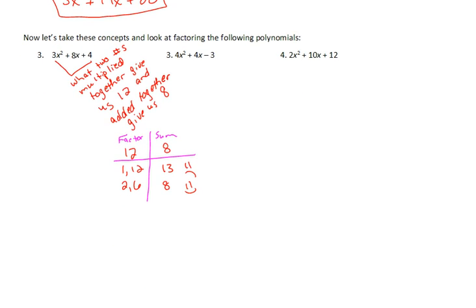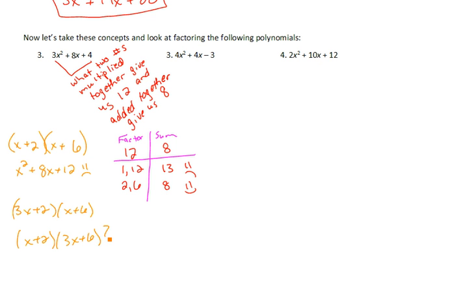Okay, so here's the problem. You could write this down to show what happens. We can't just say right away, oh, I know it's 2 and 6, and I know it's x and x, because that's not true. There's a 3 out in front of that x. If we multiplied that together, we would get x squared plus 8x plus 12. That's wrong. So maybe it's 3x plus 2 times x plus 6, or x plus 2 times 3x plus 6. Which one is it?